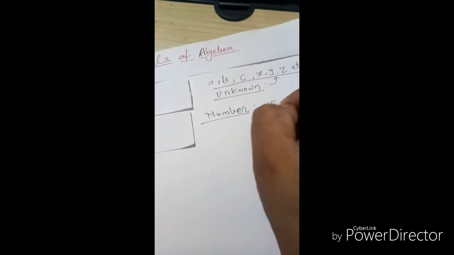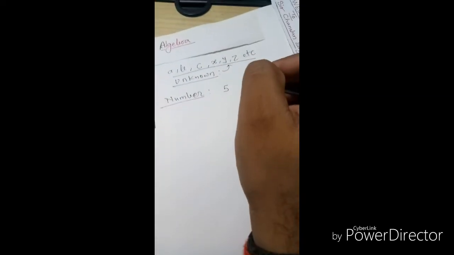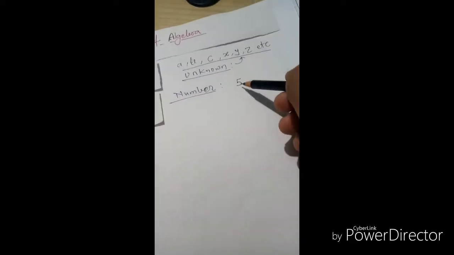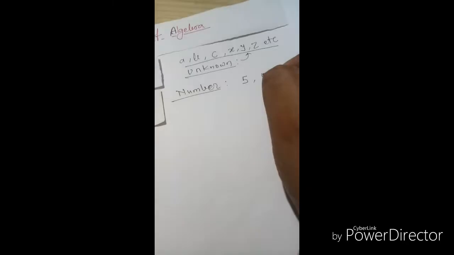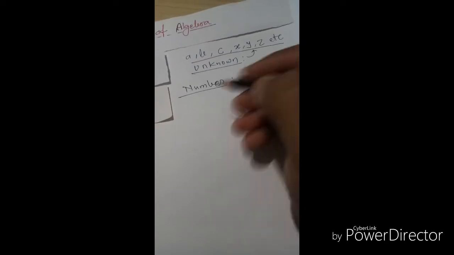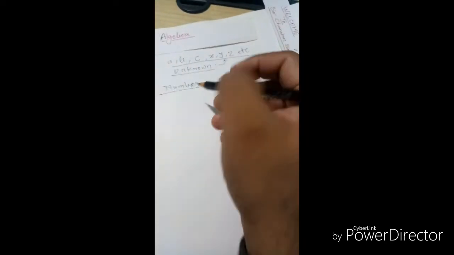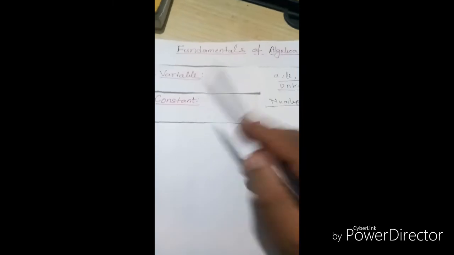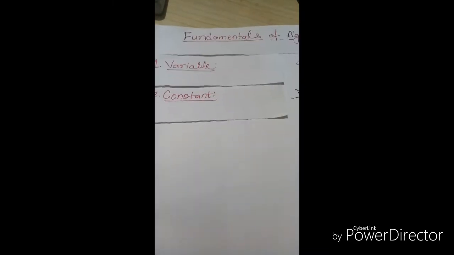If you write 5, it will remain 5 in any condition, and 5 cannot take any other value. So 5 or any number like 10, 15, 9, 6, and so on, any number you can take, is called a constant. Okay, so let's move to the next part.